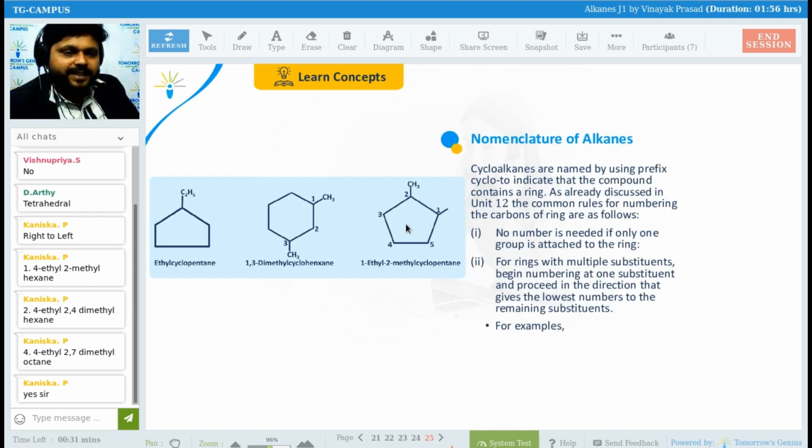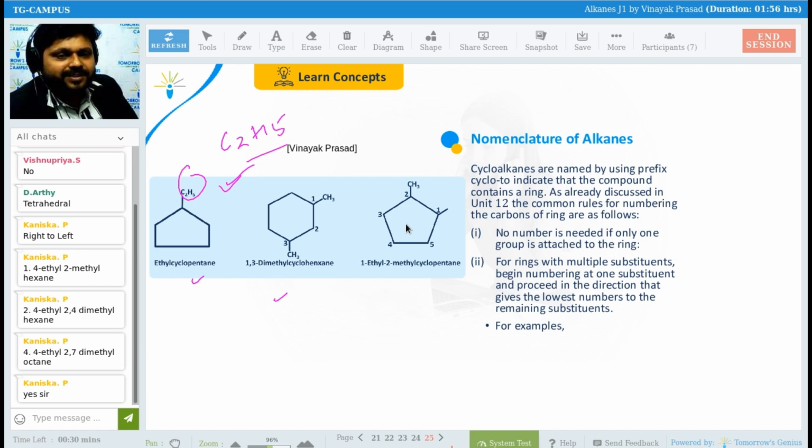Now, see guys, these are cyclic structures. We have done so many questions like this. This is ethyl cyclopentane. C2H5 is ethyl, so ethyl cyclopentane. I hope this is in your practice now. Here a CH3 group is there, right? And we can count from anywhere. Like we can take this CH3 at 1 position and this CH3 at third position, and 1, 3 dimethyl cyclohexane will be the right answer for this question. Hope you are understanding these things.